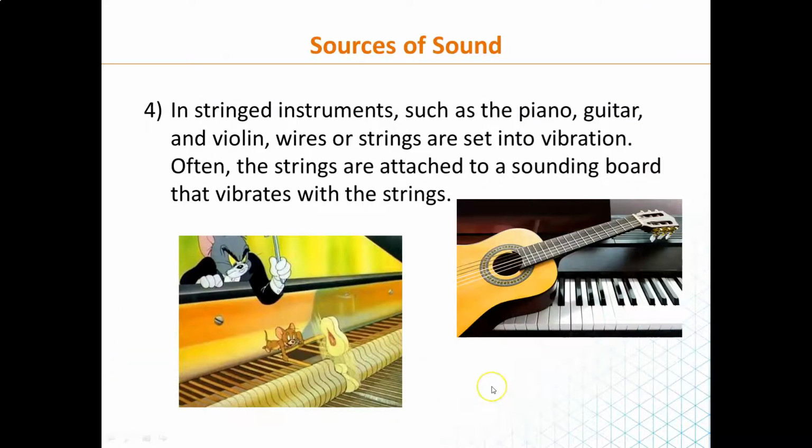Now, the fourth type. The fourth type, we call it string instruments, like the piano, the guitar, the violin. The wires or the strings are set into vibration. So we are forcing them to vibrate either with our fingers or with these hammers like the one that Jerry is using in order to play the piano.